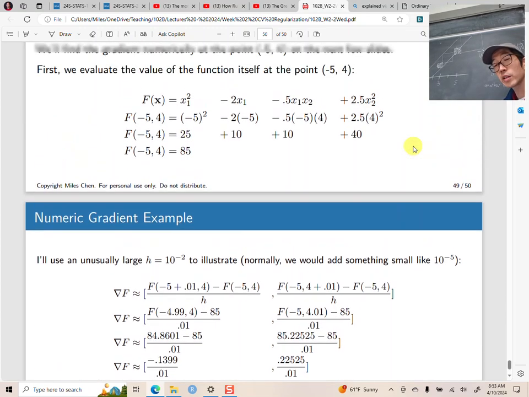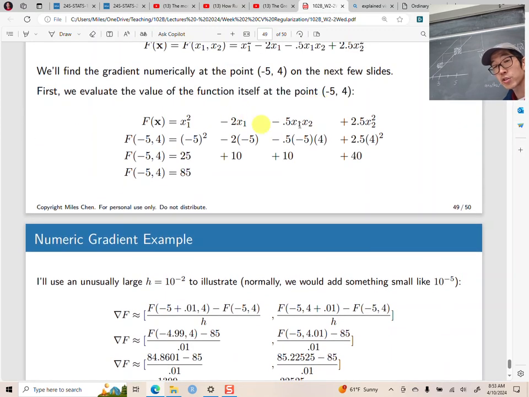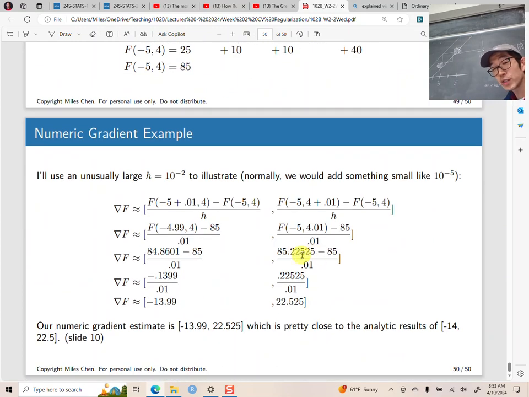You do the same thing on x2. You leave x1 alone at -5. You change 4 to 4.01. How does that change your loss function? When you plug in 4.01 instead of 4, you get 85.225. So a difference of 0.225. Okay, you divide that by 0.01 and you get 22.525. So your estimated gradient, if you could not calculate the gradient analytically, is -13.99 and 22.525. You can compare that to the analytic gradient, which is negative 14 and 22.5. So kind of close, not exactly the same.